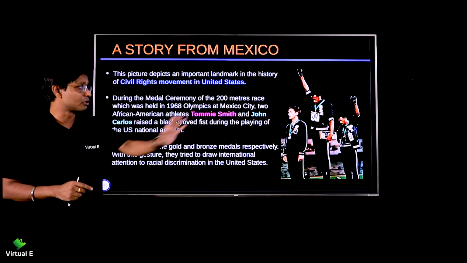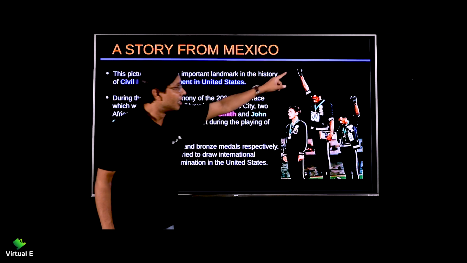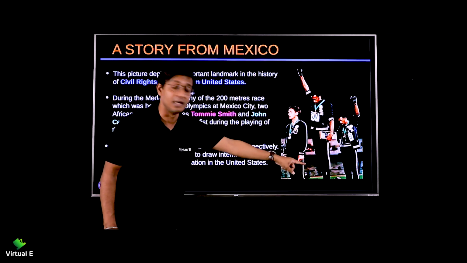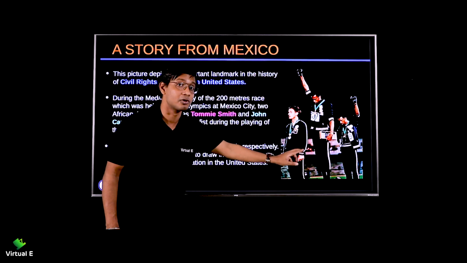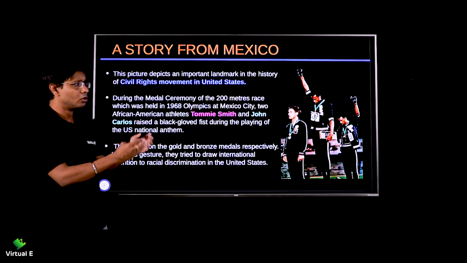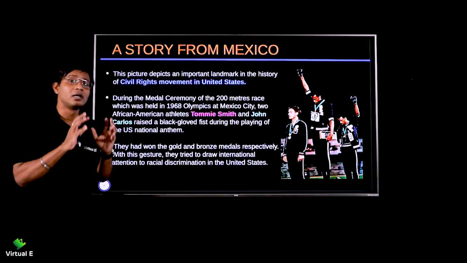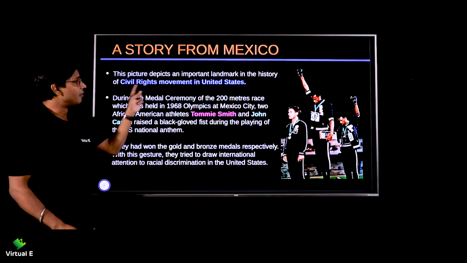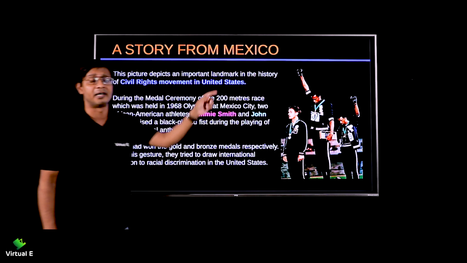See, understand, this was the posture I was talking about. It's a clenched fist and a black glove. They are not wearing shoes. They are coming only in socks. These two gentlemen, what exactly did they want to show the world? They wanted the attention of the world towards the civil rights movement which was happening in the United States.